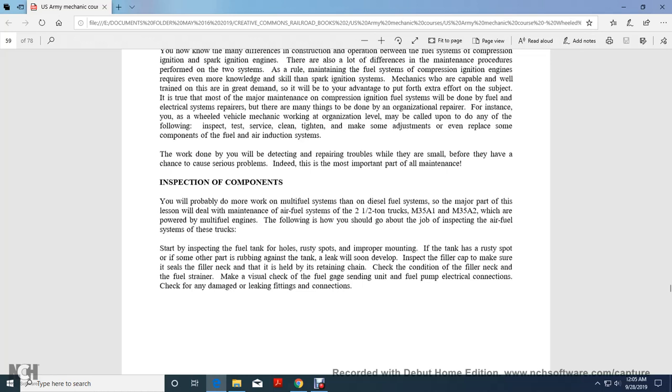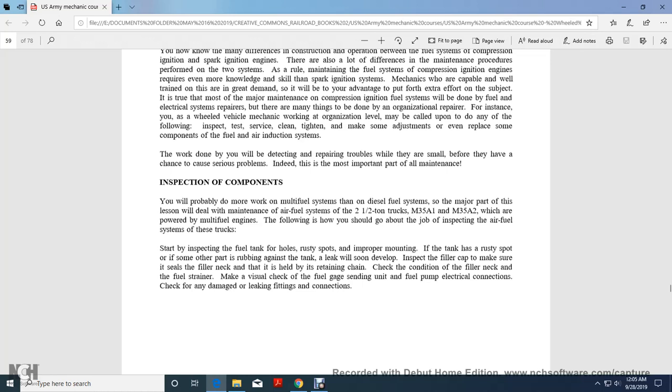Inspection of the components. You will probably do more of the work on the multifuel system than on the diesel fuel tank. The major part of this lesson will cover maintenance of the air fuel system of the 2.5-ton trucks, the M35A1 and M35A2, which are powered by multifuel engines. However, the following should get you started on the inspection of the air fuel system in these trucks.